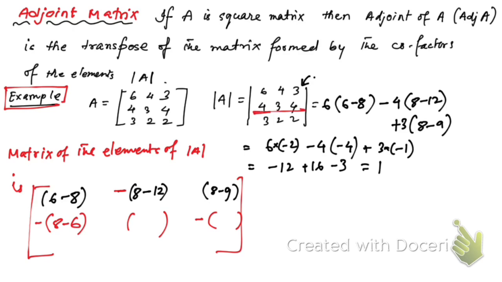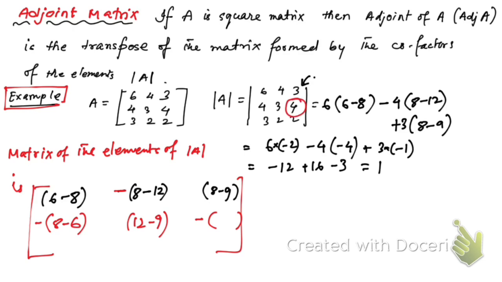If you ignore this one and this one, then 4 times 8, this is 8, then 3 times 6, this is 6, right? So hope you have understood this. So now let's find the cofactor of 3. Ignore this and this, then 6 times 12, then 3 times 9, then 12 minus 9.